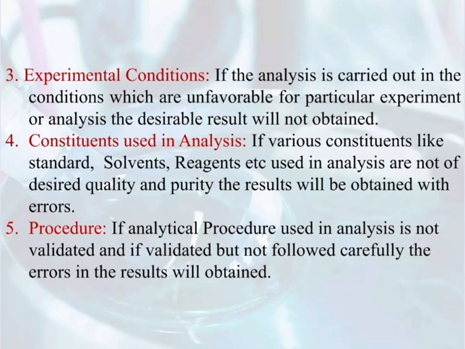Fourth one, constituents used in analysis. If various constituents like standards, solvents, reagents, etc. used in analysis are not of the desired quality and purity, the result will be obtained with errors, because quality is a must in experiments. The quality and the purity are essential for an experiment. Fifth one, procedure. If the analytical procedure used in analysis is not validated, or if validated but not followed carefully, errors in the result will be obtained, because following the analytical procedure is a must while performing an experiment.